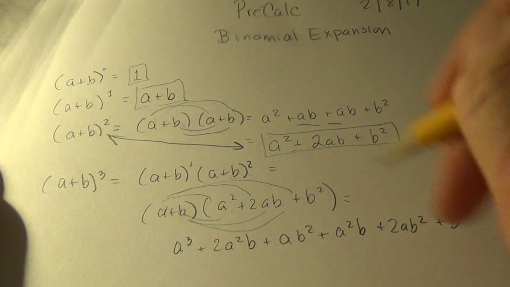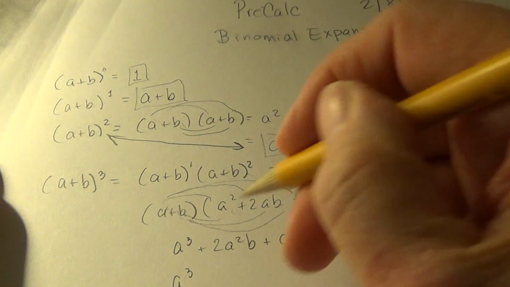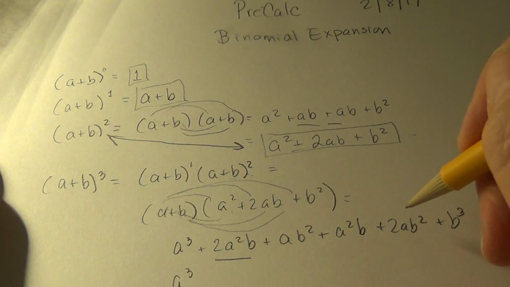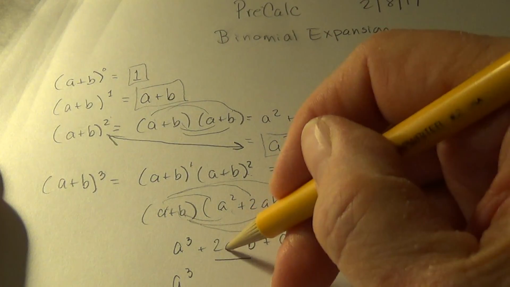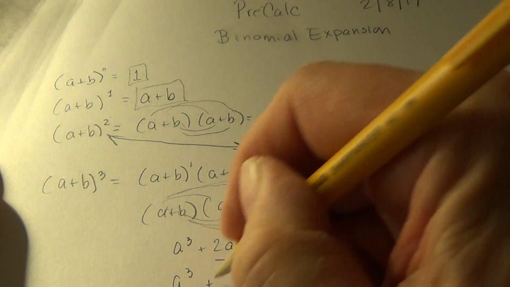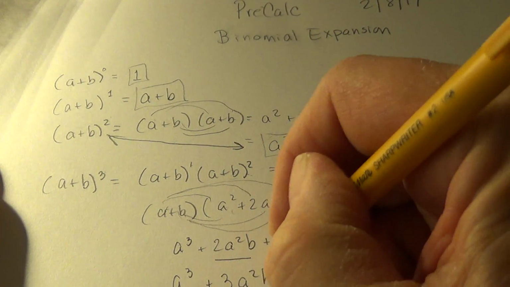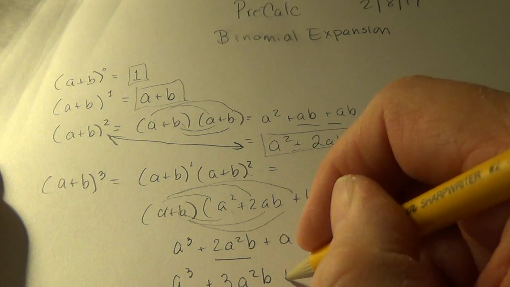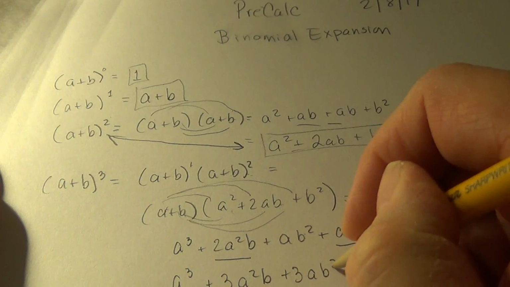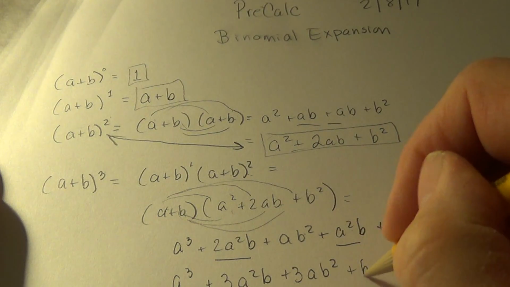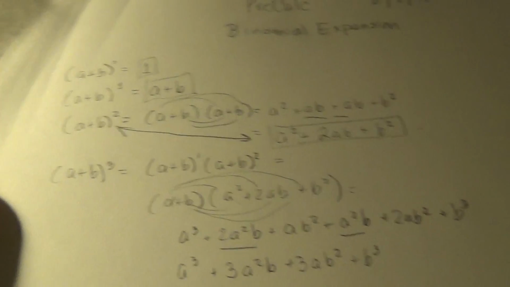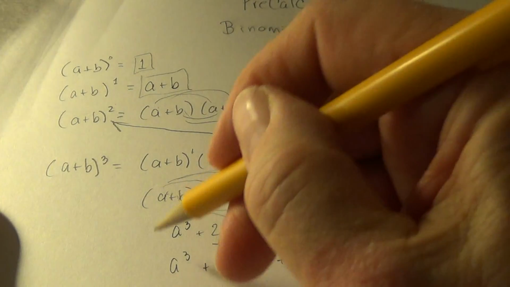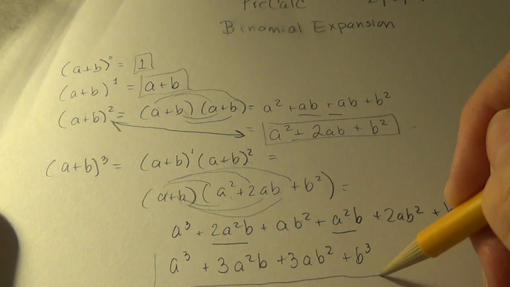There's no other a cubes, but there is another a squared b. So we have 2 and 1 of those, and we have 1 and 2 of those, and then only 1 b cubed. So I combined like terms, and that is a plus b cubed.